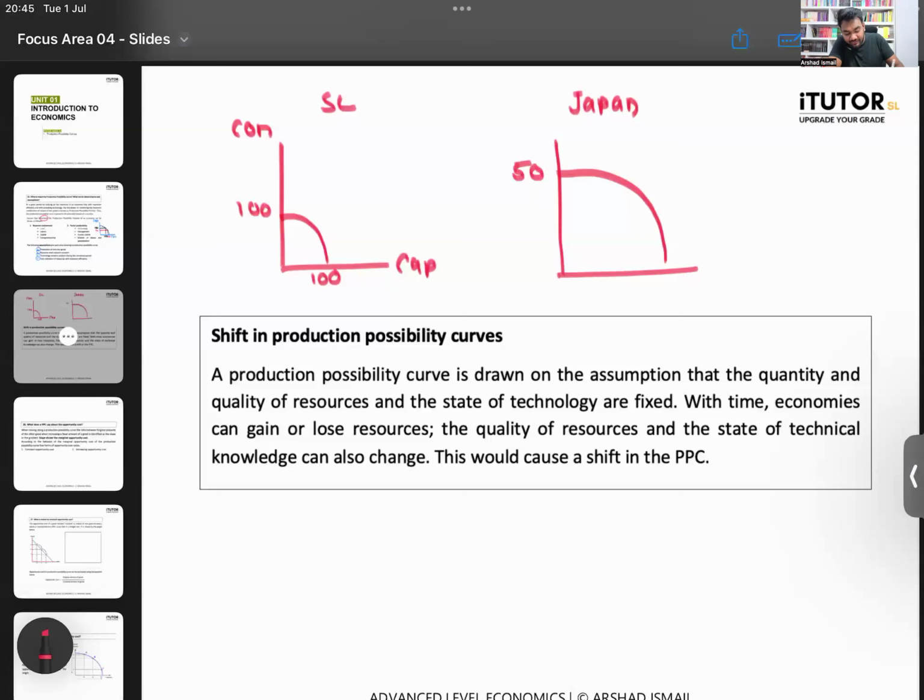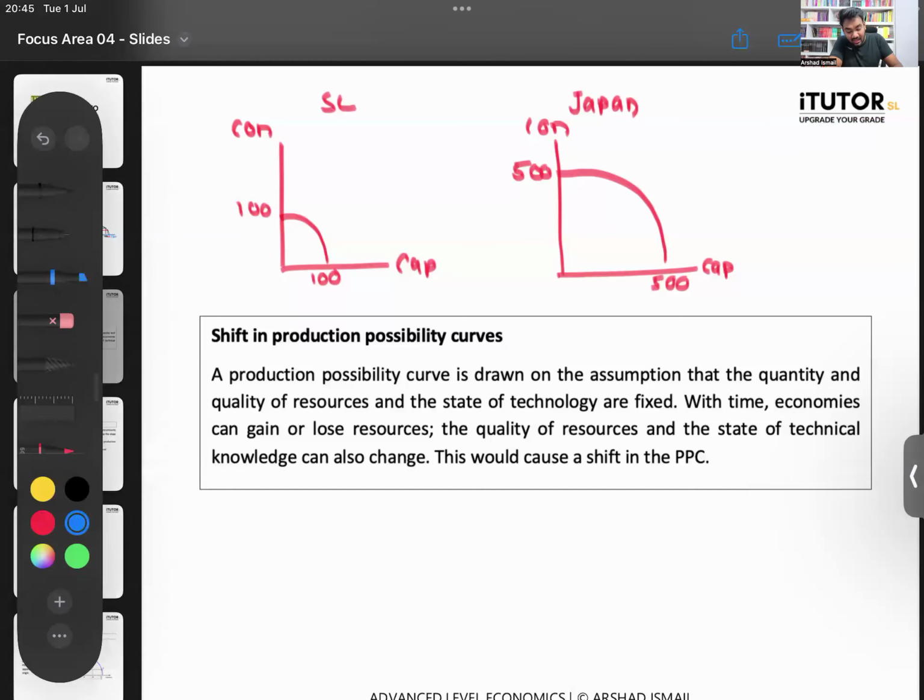They can, let's say, produce 500 consumer goods, or they can produce 500 capital goods. Now, this is what I'm asking you: why is Japan's PPC bigger than our PPC? Why can Japan produce more goods than us? How are Japan's production combinations much bigger than ours? Why? How did it happen?